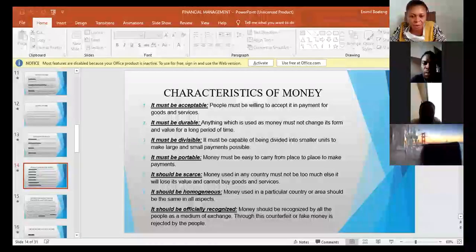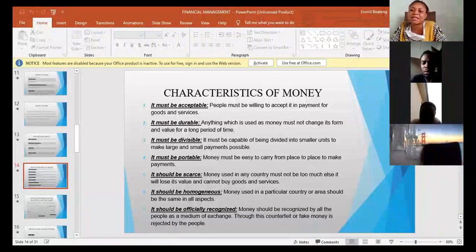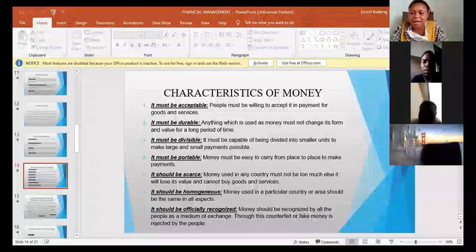Another characteristic is that it must be divisible. When we say money must be divisible, what it means is that you should have it in denominations as we have 1 cedi, 2 cedis, 5 cedis, 10 cedis, 20, and then 50. So that when you use a larger denomination to buy, they are able to give you a change. That is the divisibility of money.